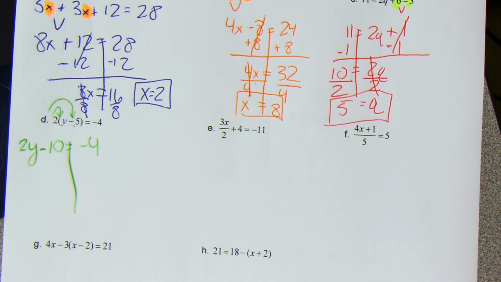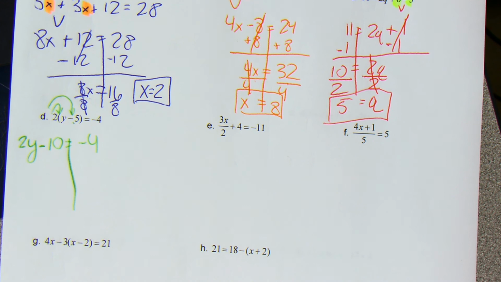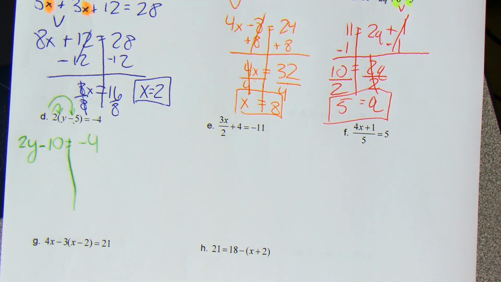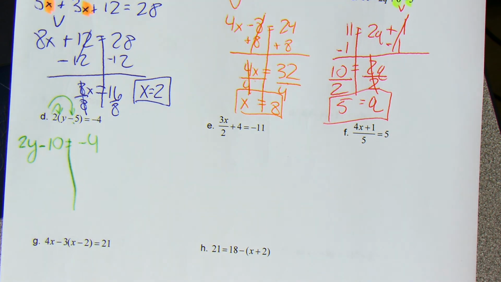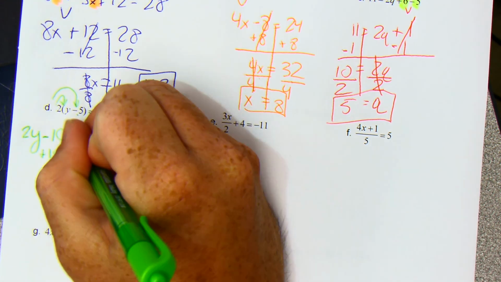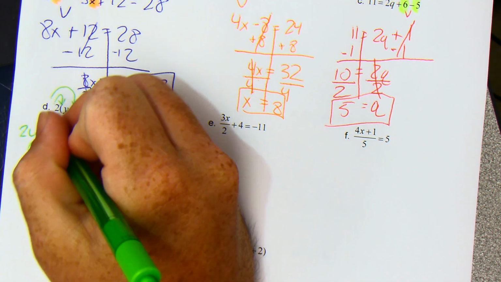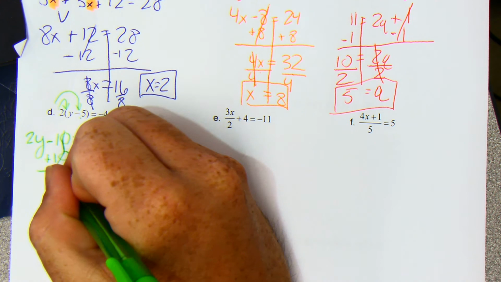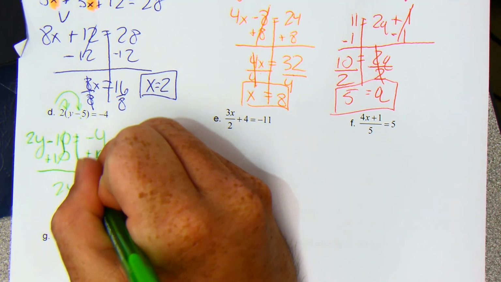All right, I have 2y minus 10. This 2 is attached to my variable, so I'm not going to worry about that yet. First, I need to kick out this -10 because it is not attached to me, okay? In order to move this -10 across the equal sign, I have to do the opposite operation. So I need to add 10 to both sides. The opposite of a -10 would be a +10, okay? So -10 plus 10 cancels out. That goes to 0. I'm left with 2y equals, and -4 plus 10 is 6.